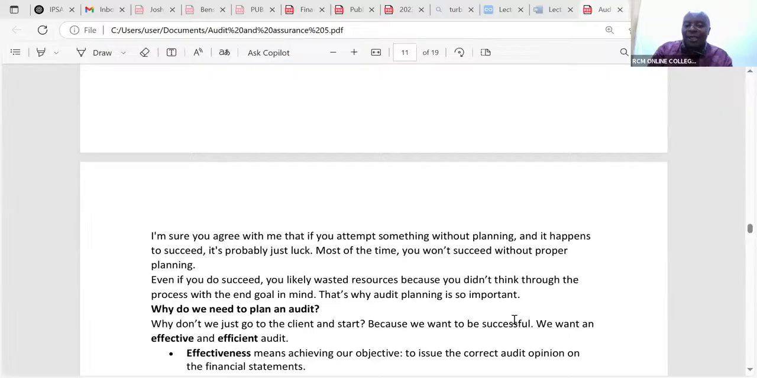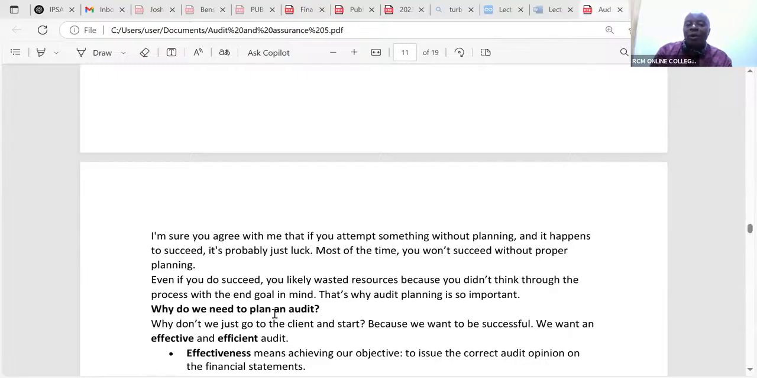If you don't plan very well, then for sure, there are some misstatements that you'll not be able to identify during your evidence collection. So planning is really key. Remember, audit is all about planning, execution, and then of course, reporting. Even if you do succeed, you likely wasted resources because you didn't think through the process with the end goal in mind. That is why audit planning is so important.